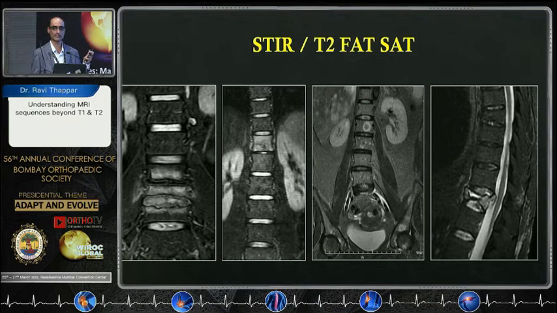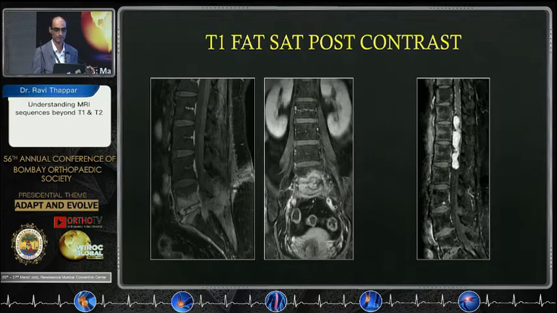So what STIR does is it picks up all the hot spots which are showing the sites of active disease or active marrow edema, quite similar to what a nuclear medicine scan like a PET scan does, and therefore in that way it is a form of functional imaging.